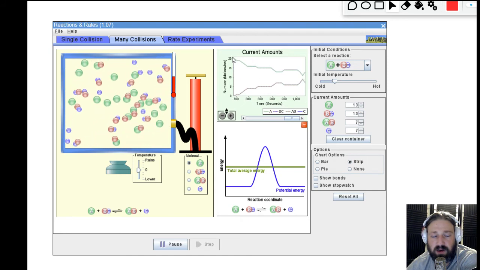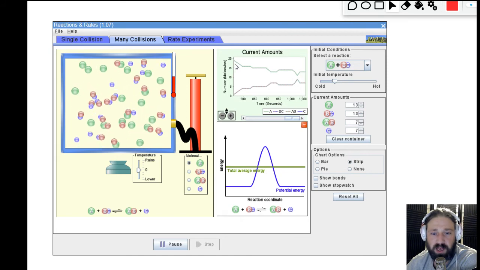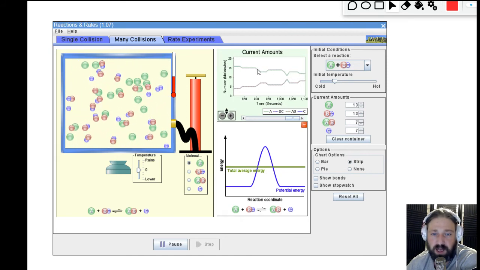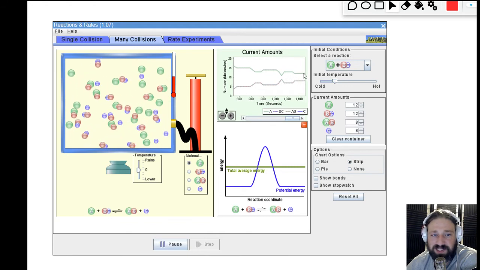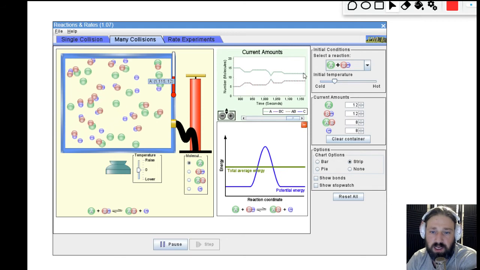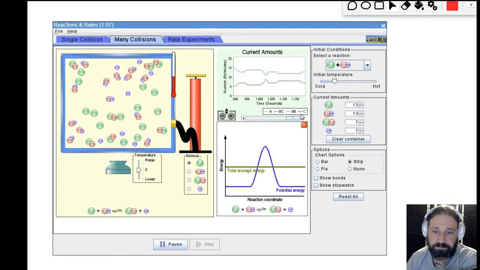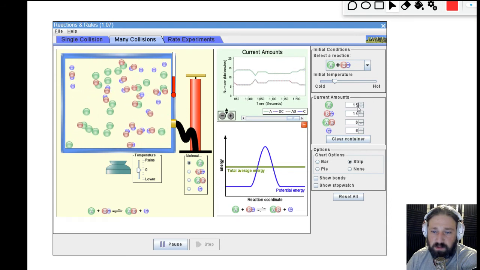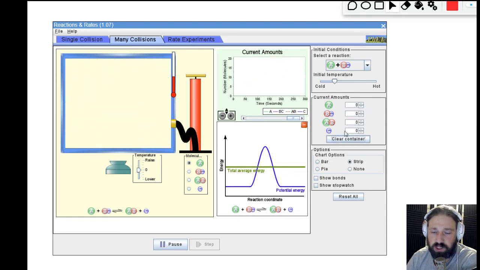So back here, yeah, there were a bunch of them. Of course they were going to hit, and actually, the likelihood of them hitting is pretty high. Now that there's less of them, it's less likely for them to actually hit. So the rate is a lot lower. Okay. So there's that. Let's do this exact same thing, but let's change the concentration here.